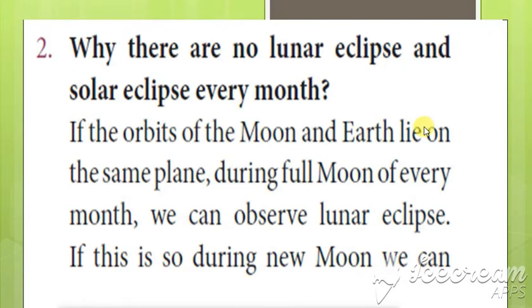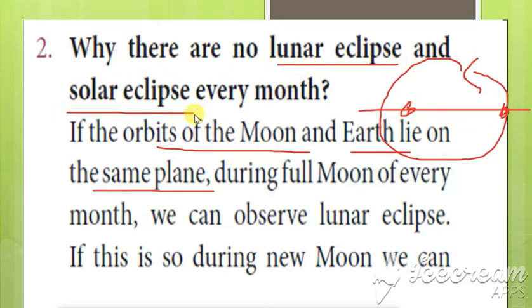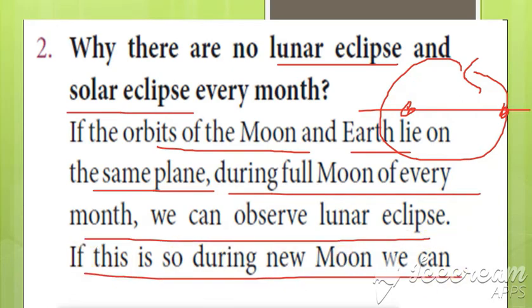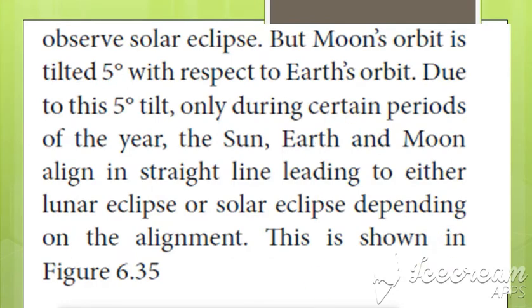Now the sun and moon are rotating. It is said that the orbit of the moon and the earth lie on the same plane. So if both are in the same plane, then every month we should have a lunar and solar eclipse. During full moon we should observe a lunar eclipse, and during new moon we should observe a solar eclipse. But that does not happen.